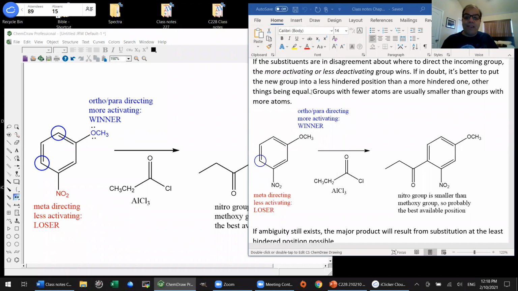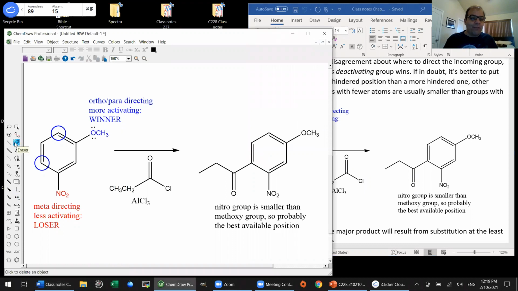And the answer I've given you here in your class notes, let me just show you where. If in doubt, it's better to put the new group into a less hindered position than a more hindered one, other things being equal. So you want to put it next to the smaller group, not next to the bigger group. And how do you know which is bigger and which is smaller? In general, it's the one with fewer atoms that's going to be smaller. Yes, it's a bit of an oversimplification, but in general I don't think that's going to lead you astray. That's the principle I would normally use too.